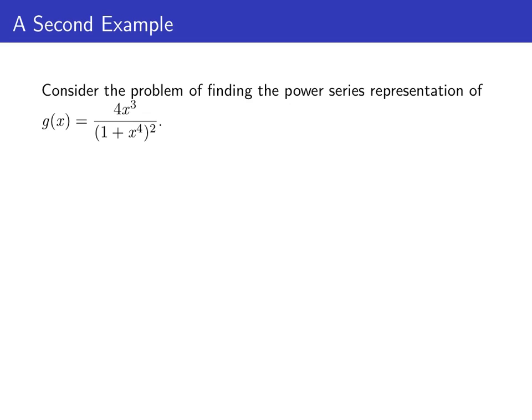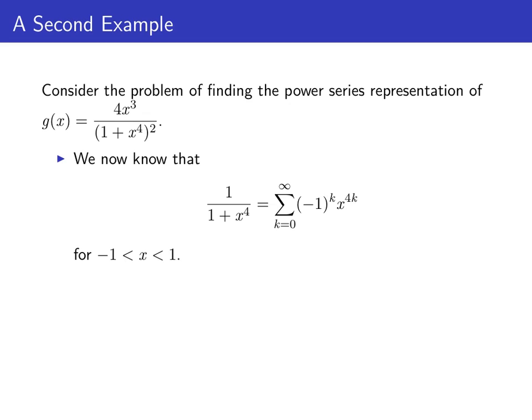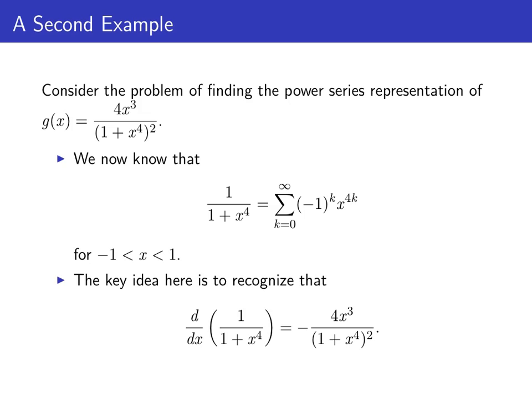Consider the problem of finding a power series representation of 4x cubed over 1 plus x to the fourth squared. Now, it may not be clear where to start here, but we're going to use the power series representation for 1 over 1 plus x to the fourth that we just derived. And the key idea is to recognize that if we differentiate 1 over 1 plus x to the fourth, we get the opposite of g of x. So to find the power series for g of x, we would just have to know how to differentiate a power series for 1 over 1 plus x to the fourth.